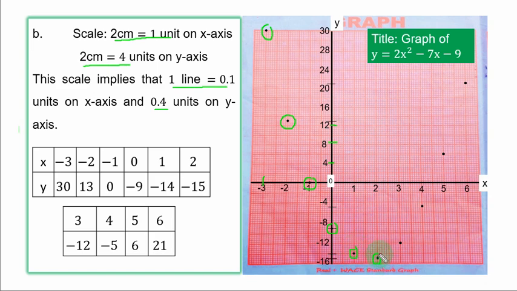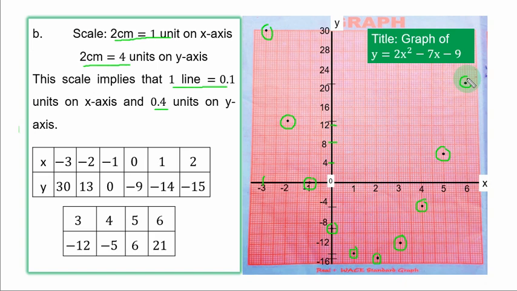When s is 3, y is minus 12. You can locate that easily. When s is 4, y is minus 5 somewhere here. Note that you count from minus 4. Notice that one line is 0.4. When you have 5 for s, y is 6, that is somewhere here. And when you have 6 for s, y is 21. So all the points have been plotted.